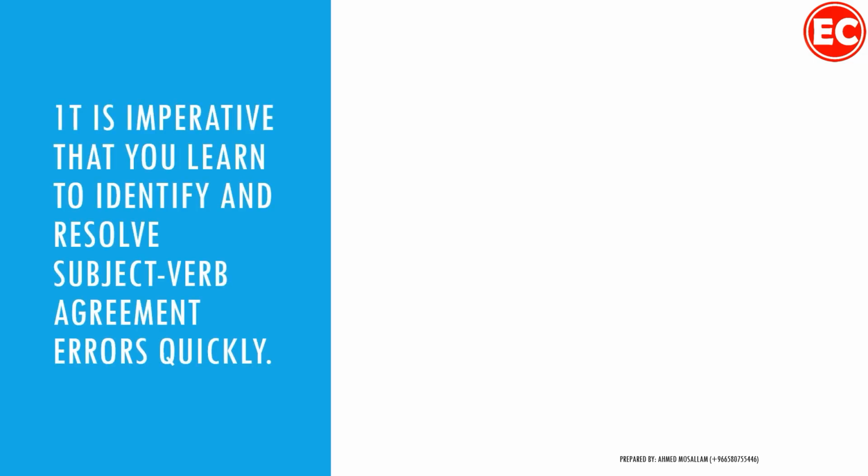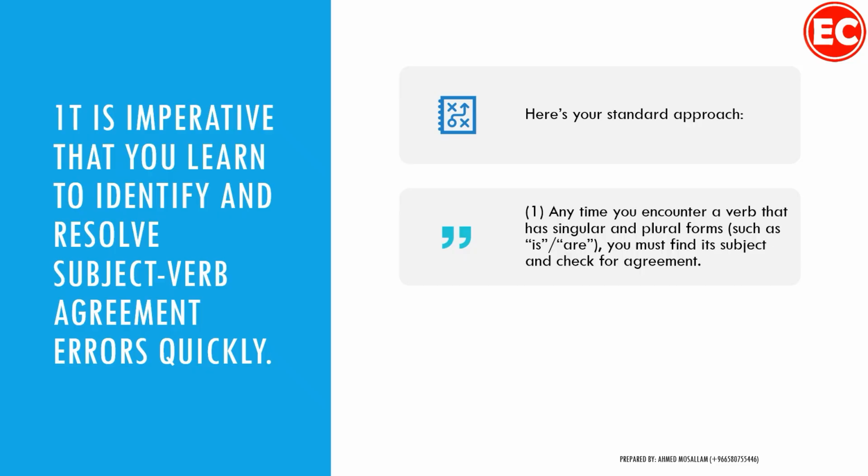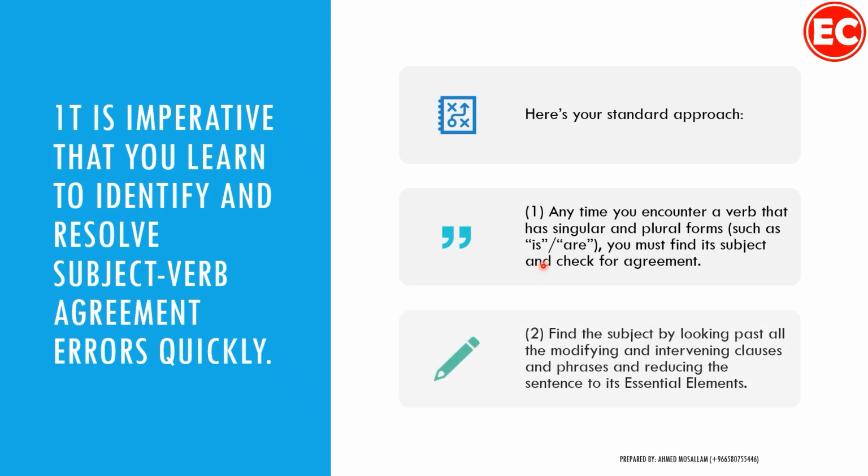It's very important for you to know how to identify and resolve subject-verb agreement errors quickly. There is a standard approach that you have to follow. First of all, if you find in the options some singular and plural verbs, you have to look at the subject to make sure that it agrees with the verb. Second thing, you go to the essential elements. Essential elements means you don't see anything in the sentence except for the subject and verb. These are your main concern.